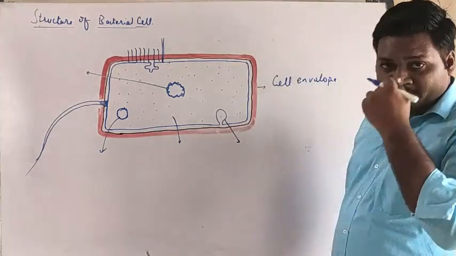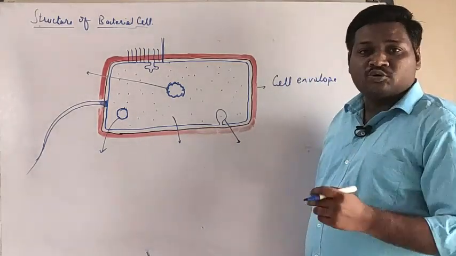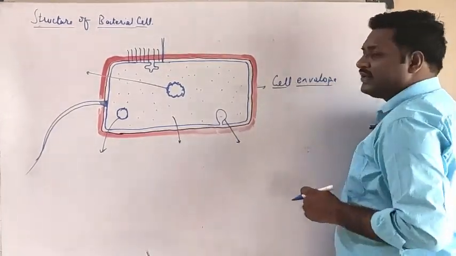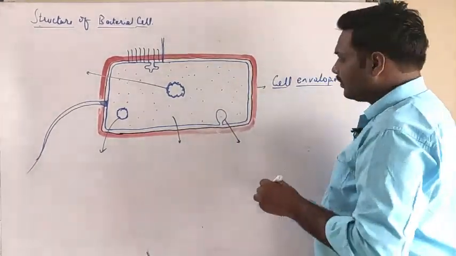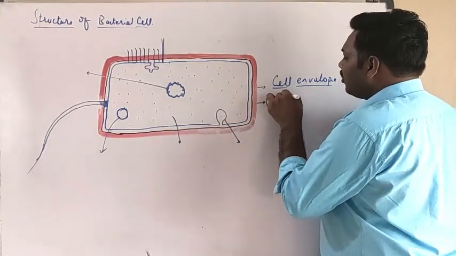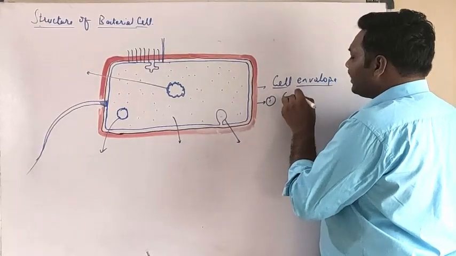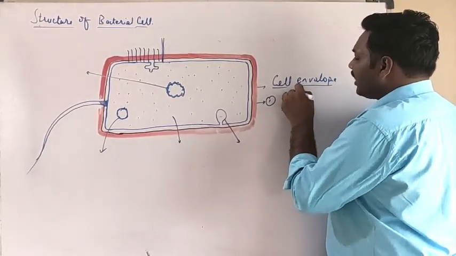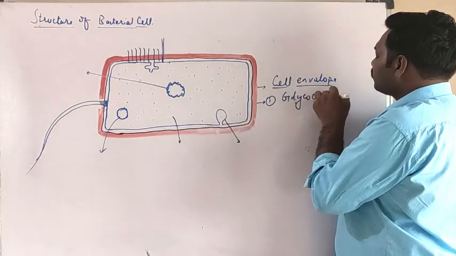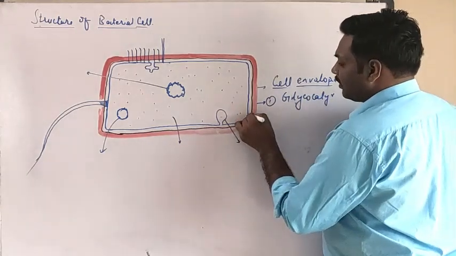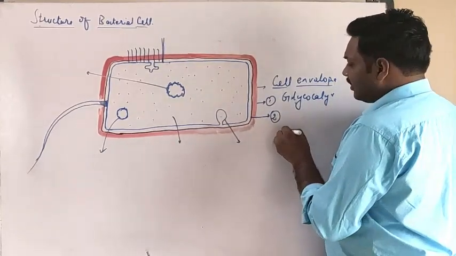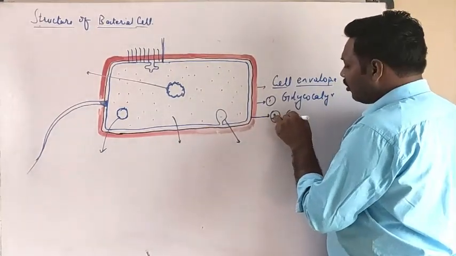Now, the cell envelope can also be referred to as the capsule. The cell envelope is made up of 3 layers. And what are those? The outer glycocalyx, then the inner layer, which is called the cell wall.